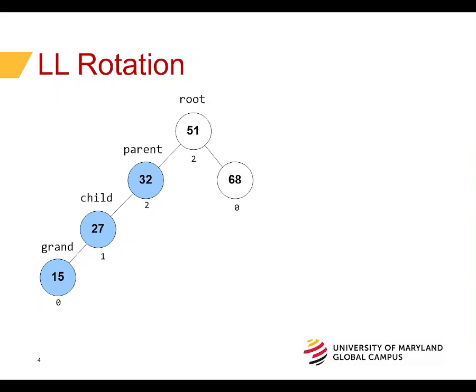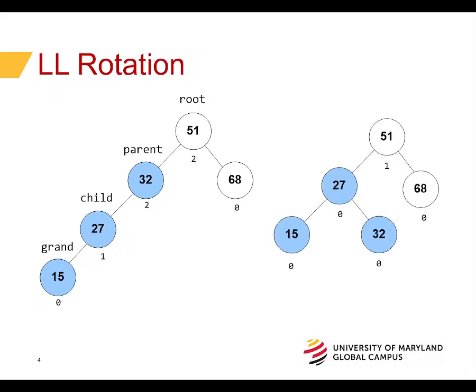It means that a new node we have labeled grand is inserted as the left child of the left subtree. The addition of this node caused the balance factor of parent to increase to 2, causing the tree to go out of balance. After the rotation, the tree has been restored to being balanced.